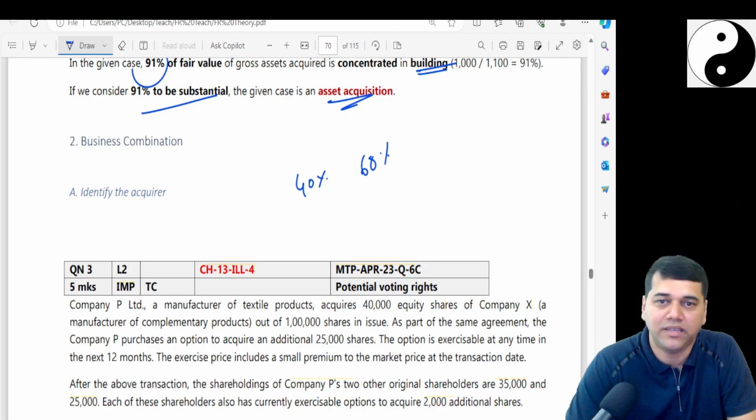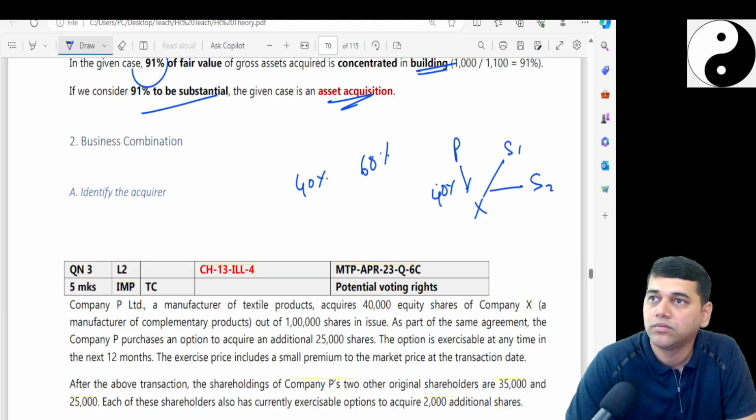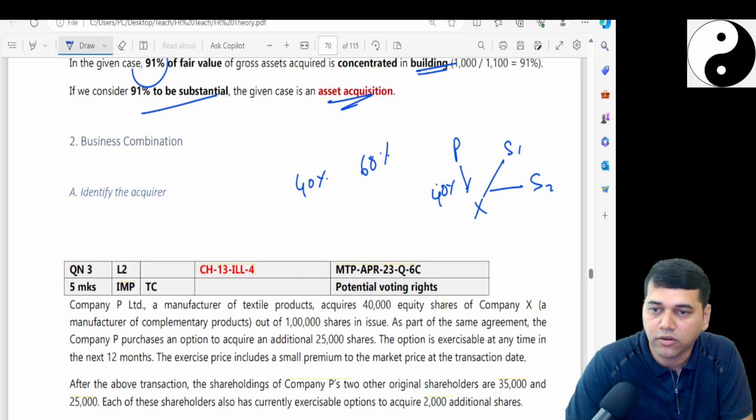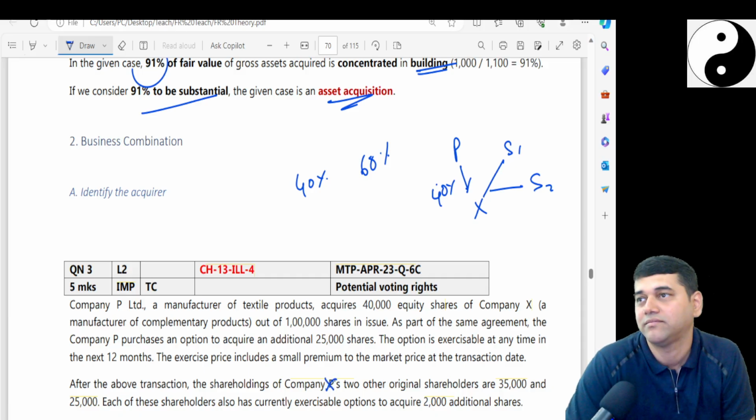Who is, see, P acquired 40% stake of X. Now, who is holding another 60%? Two people called shareholder 1, shareholder 2. You didn't read this fully, I think. After the above transaction, the shareholders of company P's other two original shareholders. Okay, it is company X.